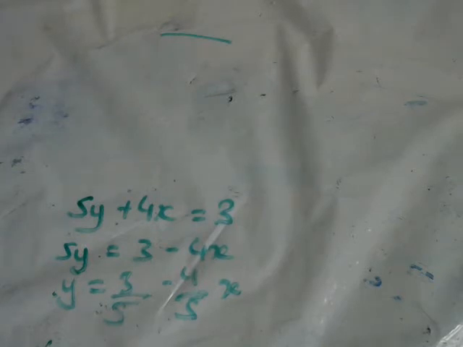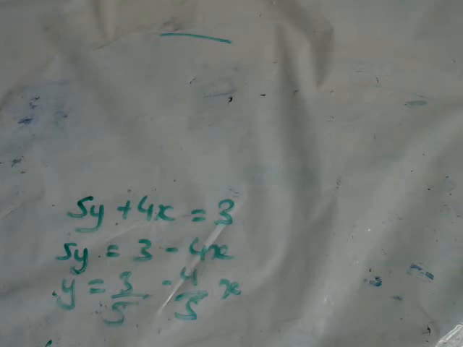So that's how you find a gradient. You rearrange so it's in the y equals mx plus c form. I don't really care which order the mx and the c are in, that doesn't matter. What matters is it's a singular y equals stuff. Whatever's the coefficient of the x at that point, that's your gradient.